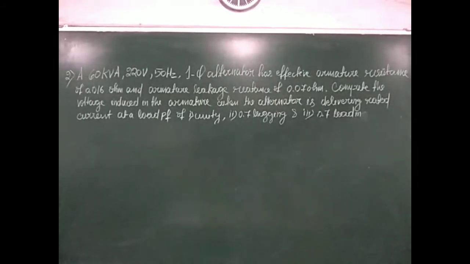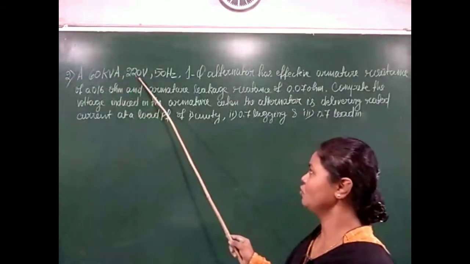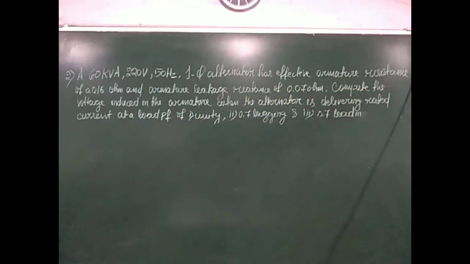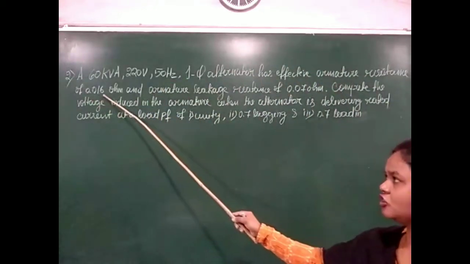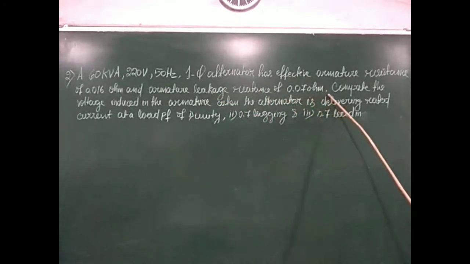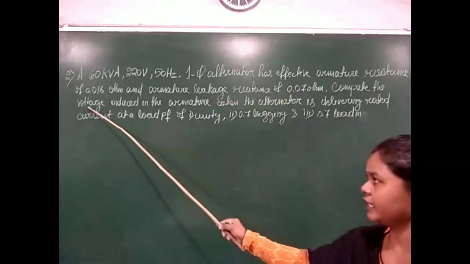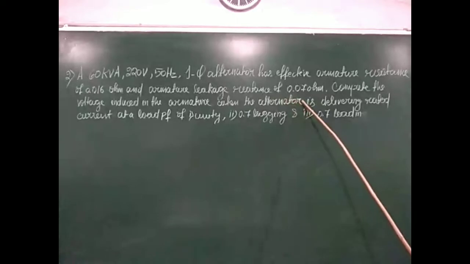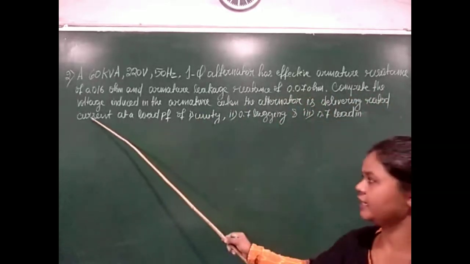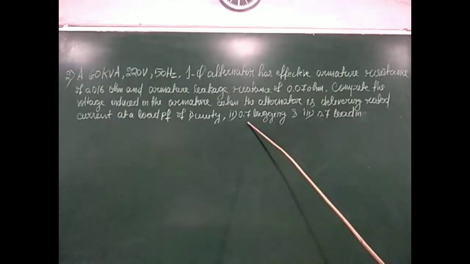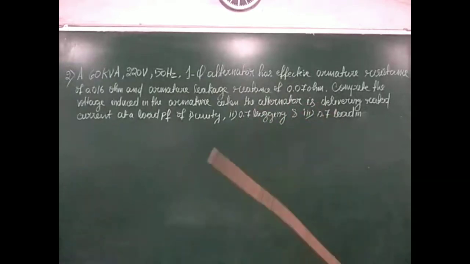Come to the second question. Here the second question is: a 60 kVA, 220 volt, 50 Hz single phase alternator has effective armature resistance of 0.016 ohm and armature leakage reactance of 0.07 ohm. Compute the voltage induced in the armature when the alternator is delivering rated current at a load of power factor unity, 0.7 lagging and 0.7 leading.